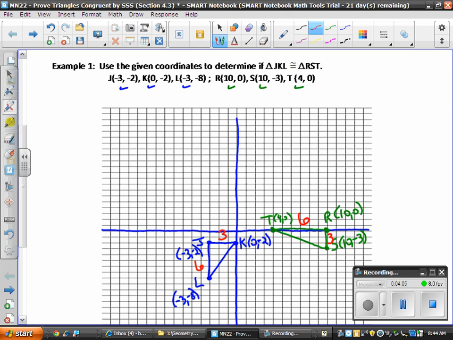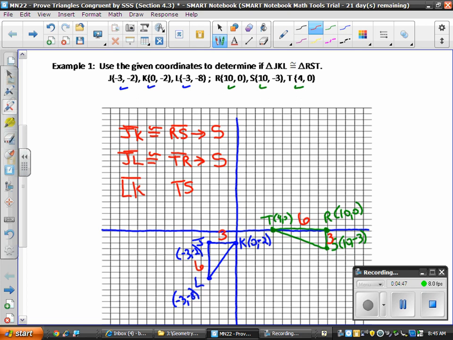We have JK segment is going to be congruent to RS segment. So that's one of your sides. And remember, in order to say these triangles are congruent, we need to show that all 3 sides, or corresponding sides, are congruent. So now we have JL, and that's congruent to TR. So there's another side. And lastly, we need to talk about LK and TS. If we can show that those are congruent, then we're good to go.